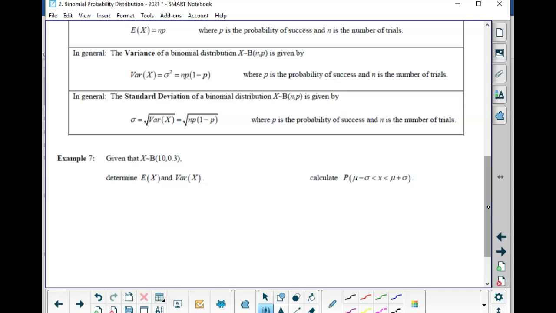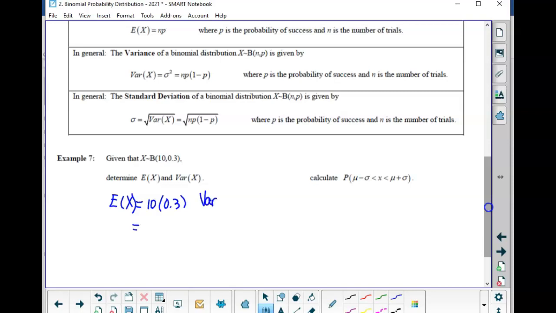it's a random variable, and it follows a binomial distribution. This is the total number of events. This is the probability. So to determine E of X, it's just equal to 10 times 0.3.